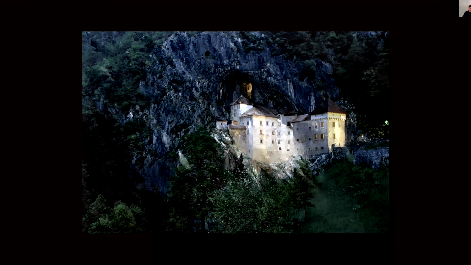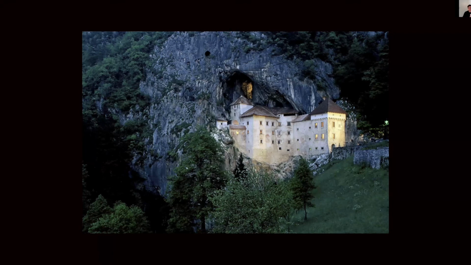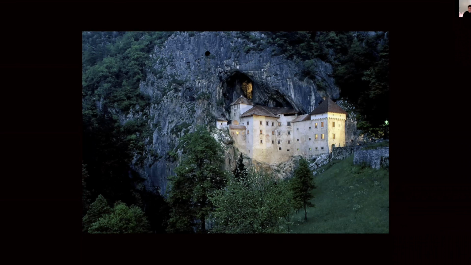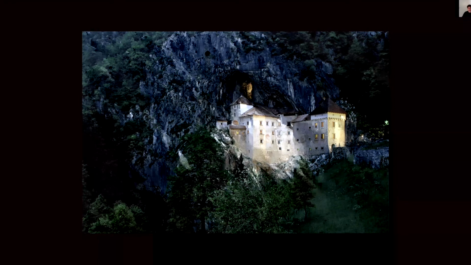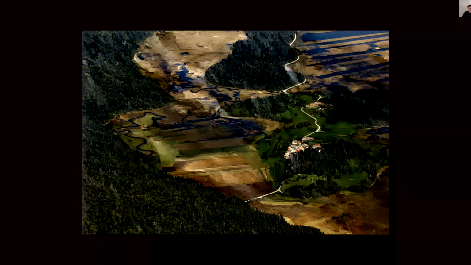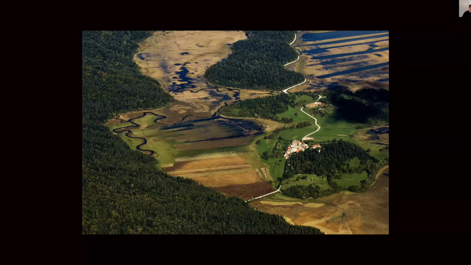Predjama Castle was put in first place by Discovery Channel. That was the first castle that they presented. And according to them, with the incredible history behind it, it's the most interesting castle in Europe, kind of. They say this, not me, they said it. We'll go here as well. This is Cerknica Lake with some caves, castles, of course.